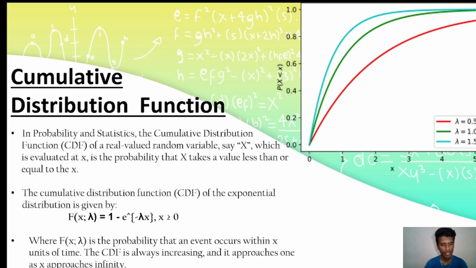The CDF is always increasing and it approaches 1 as x approaches infinity. The CDF value will always be increasing, as we're gonna see in this graph. The graph lines are going up and continuing until infinity.